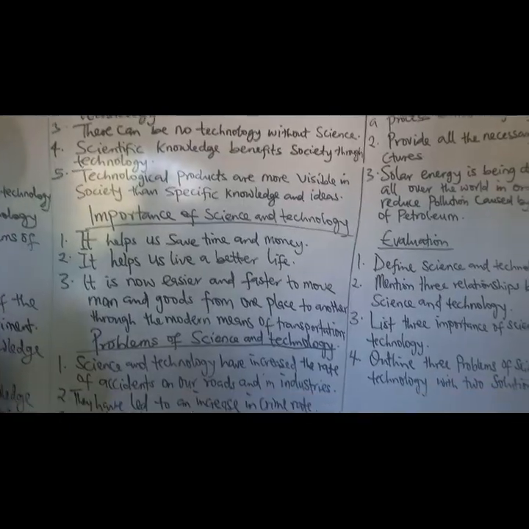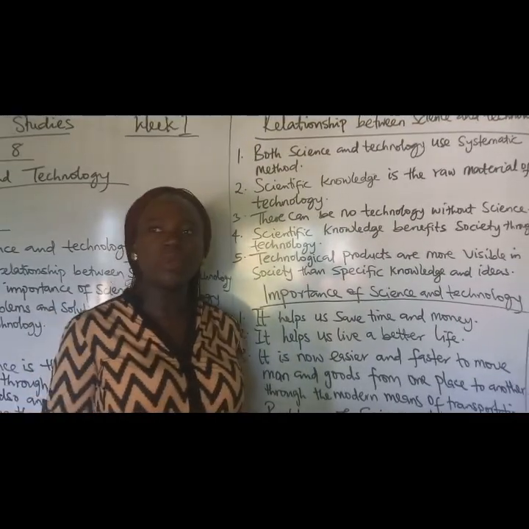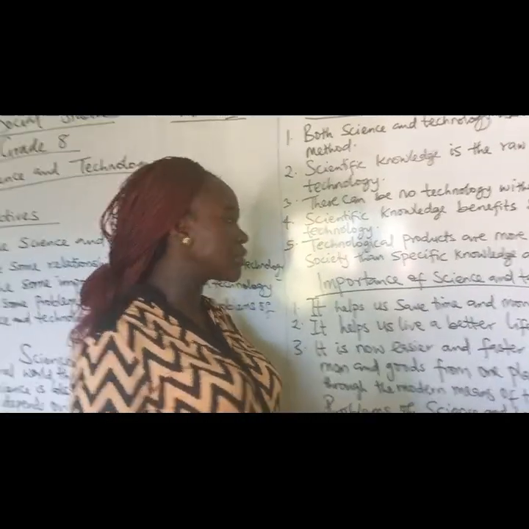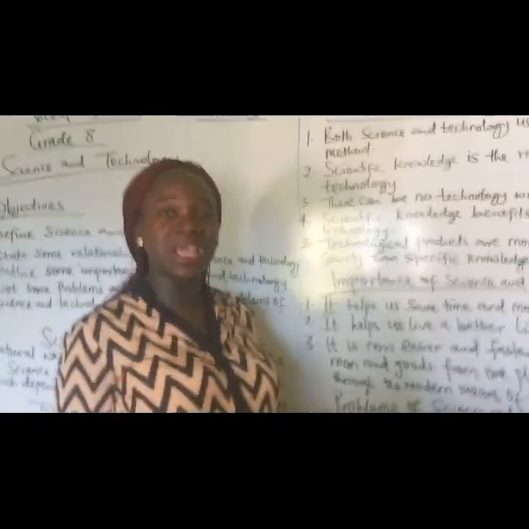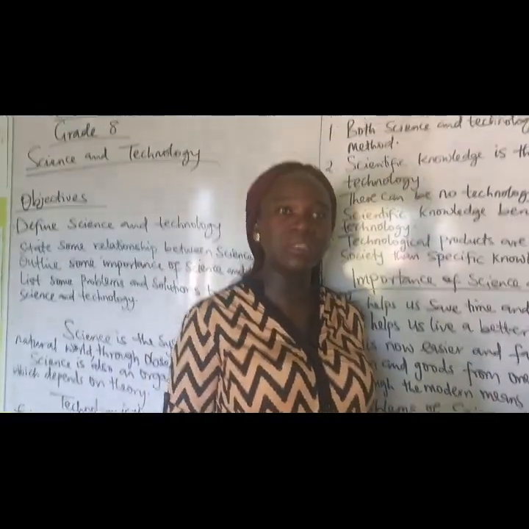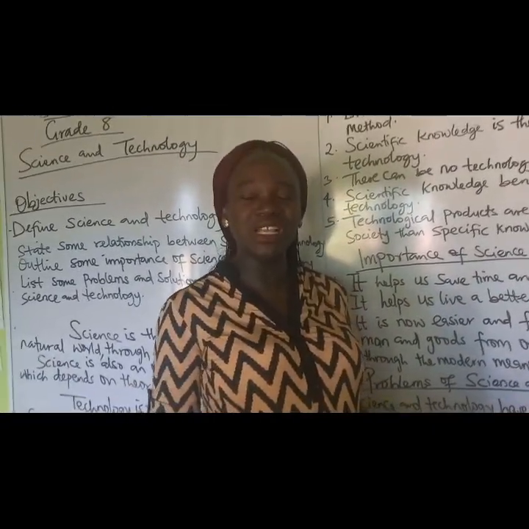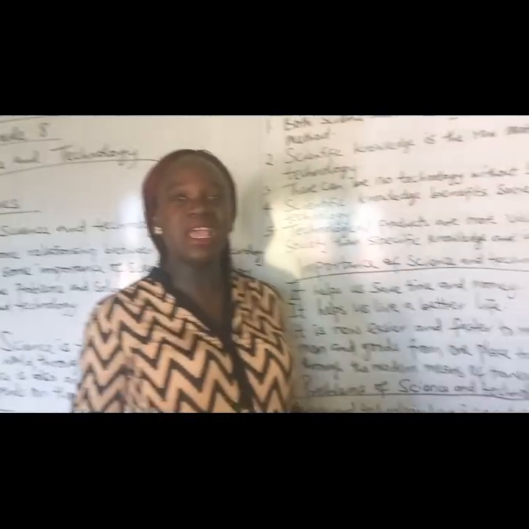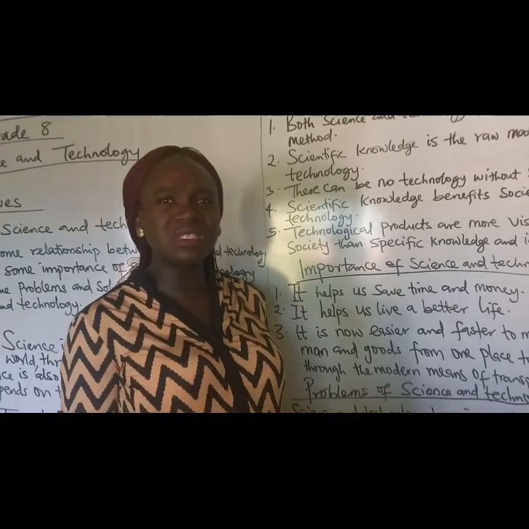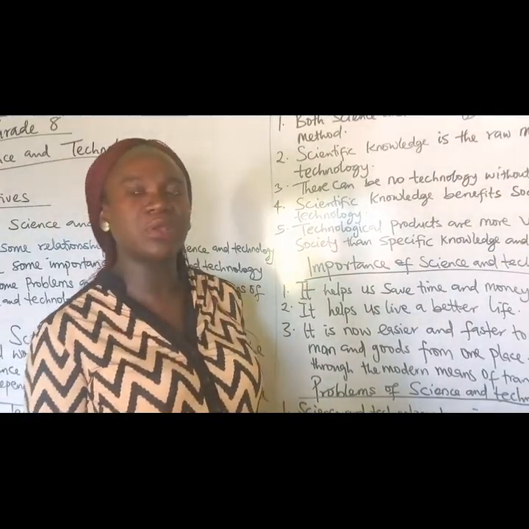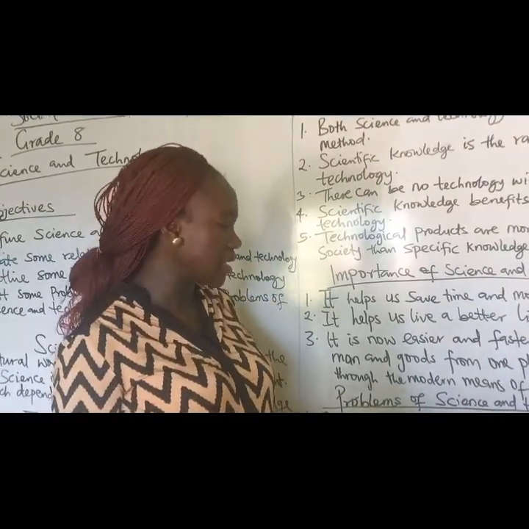Another thing is that it has led to an increase in crime rates. So many people are involved in crime, and science and technology has given them the knowledge, like the internet. We have fraudsters all around who make use of it to deceive people. Once you call, they just say, I'm so-and-so, and you need help, or your parents are in the hospital, trying to collect money from you just because of the knowledge they have gained from science and technology.